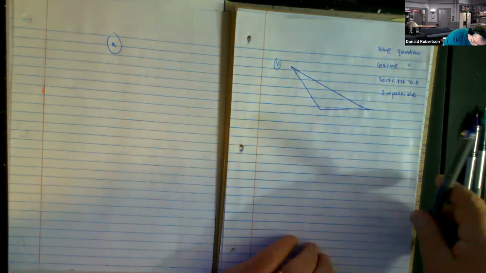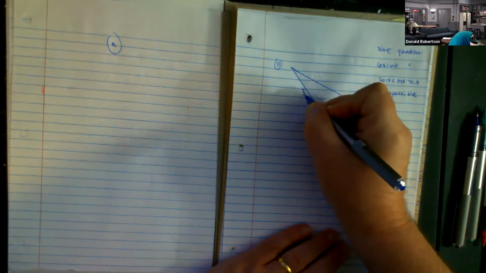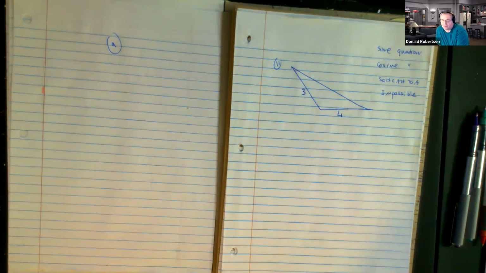Or is it essentially impossible? In other words, you haven't given me enough information to do things. Well, let's give you an impossible one first. If I told you that was 3 and that is 4, could you find all the missing angles and sides? No, it's impossible. There's not enough information.